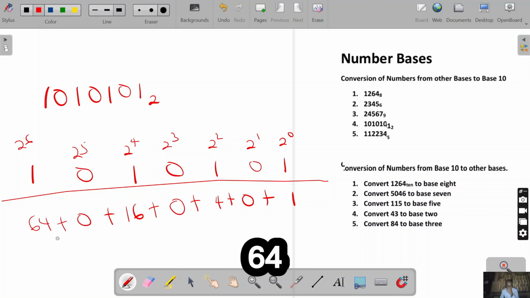So just add up this. 64 plus 16 is 80. Plus 4, 84, plus 1, that will be 85. So 85 base 10 is the same thing as these digits here.